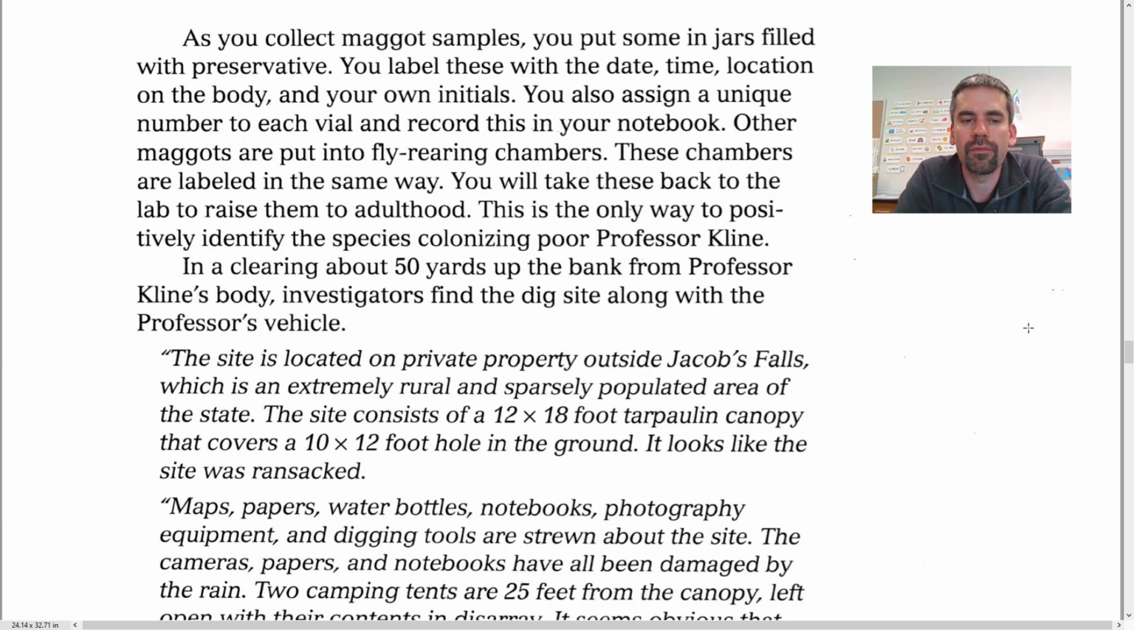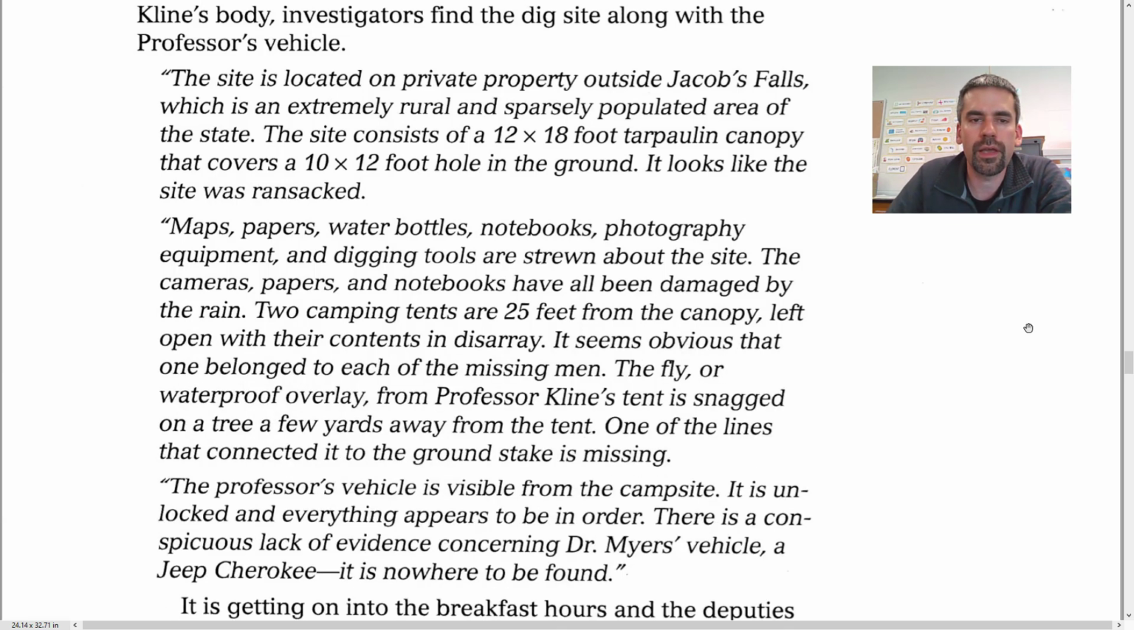In a clearing about 50 yards up the bank from Professor Klein's body, investigators find the dig site along with the professor's vehicle. The site is located on private property outside Jacobs Falls, which is an extremely rural and sparsely populated area of the state.